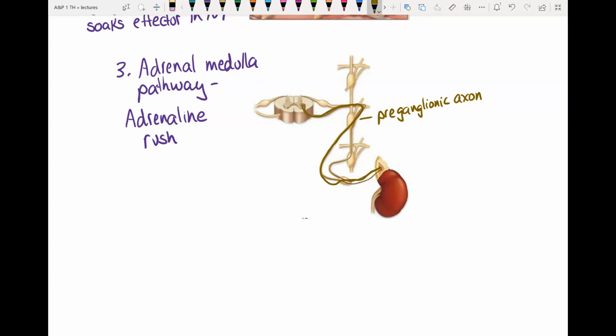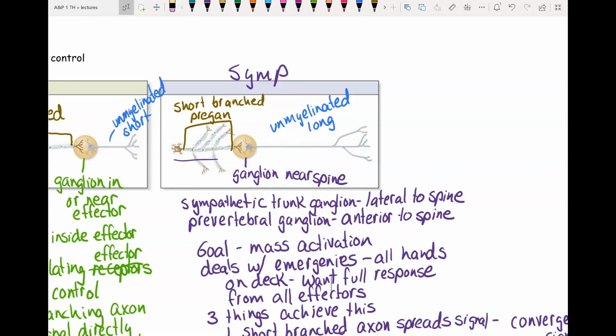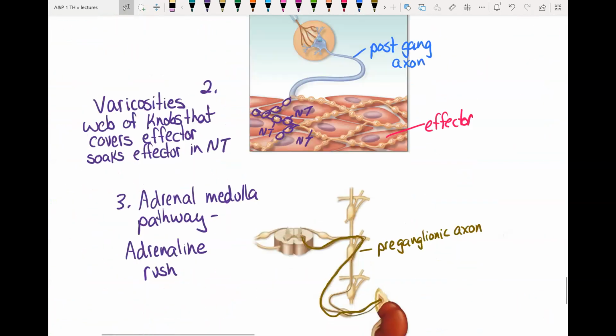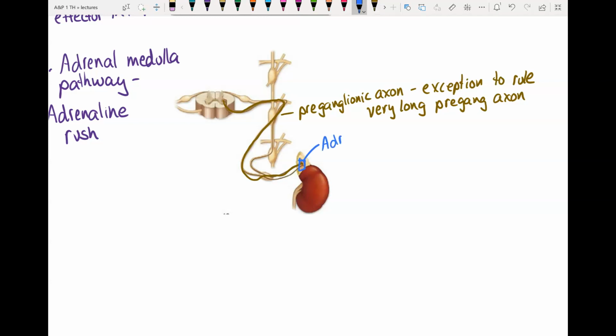Now this is an exception to the rule. Up here we had said that sympathetic has short branched preganglionic axons. This one does not. So this is an exception to the rule. It is a very long preganglionic axon. Okay, then notice you don't see any blue here. There's no postganglionic axon. This is your adrenal medulla gland.